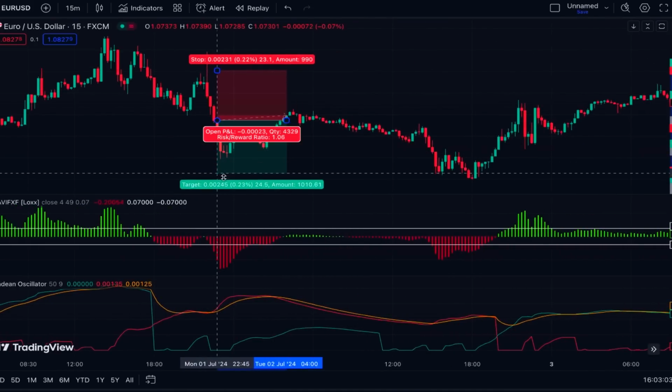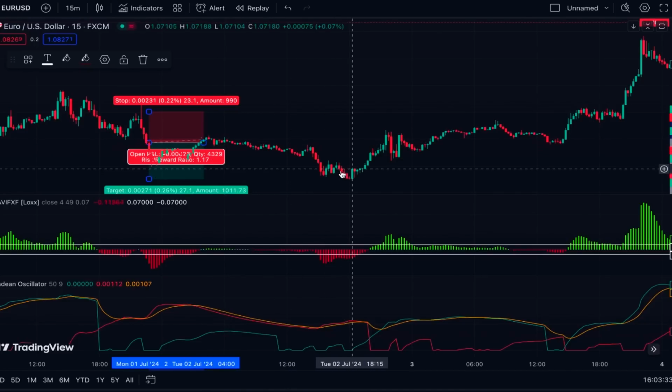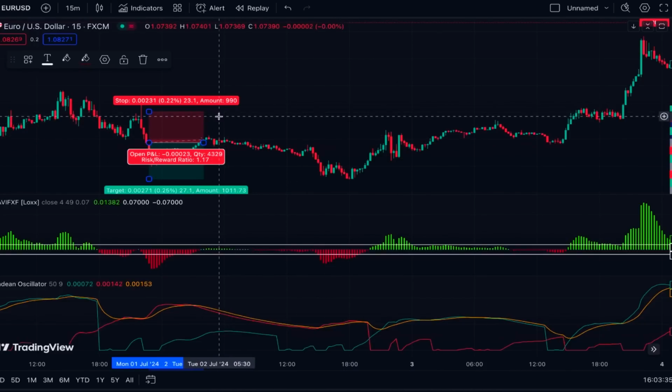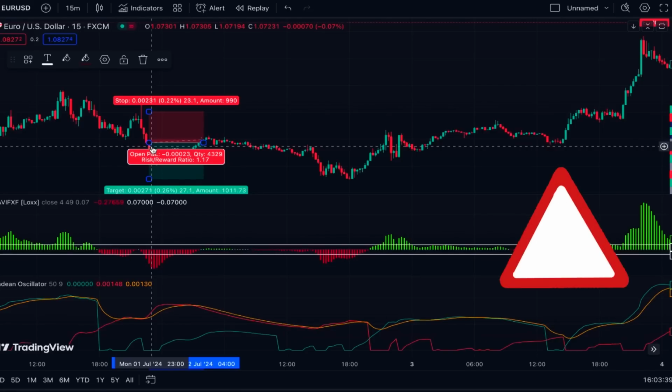to reward ratio. But you can see that we didn't have enough declining of the price before the price turned up and hit our stop loss, so this trade would end up in a loss, and this is an important point that you must pay attention to.